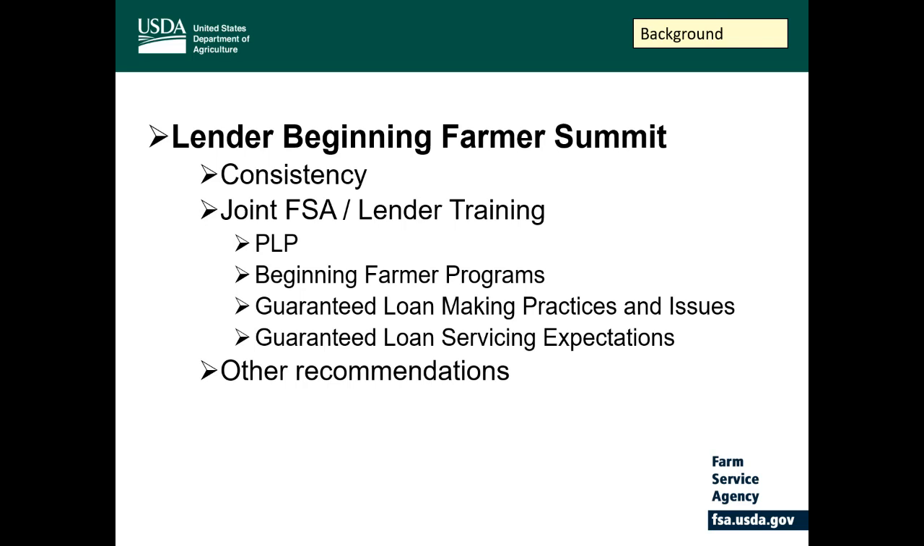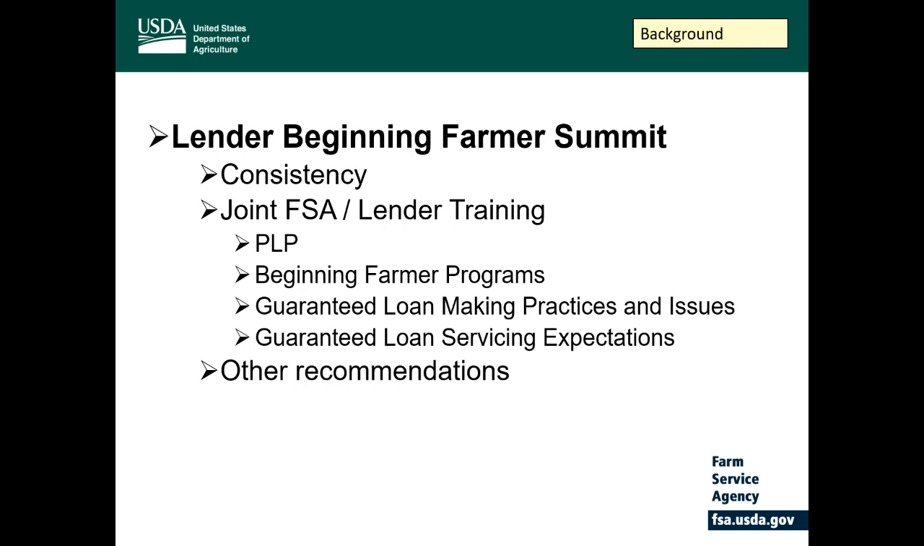This training originated back when we had a beginning farmer lender summit. The department put together a group of beginning farmers, other stakeholders, and a lot of lenders through the lender associations. A collection of those, along with some agency staff, got together and divided up into work groups and came up with a collection of recommendations on how the agency can better serve beginning farmers and generally improve the programs to accomplish that.